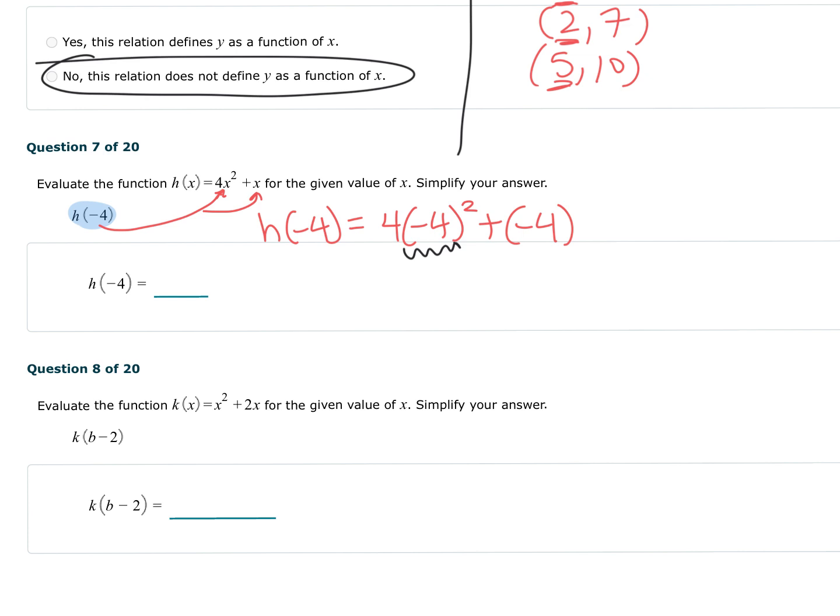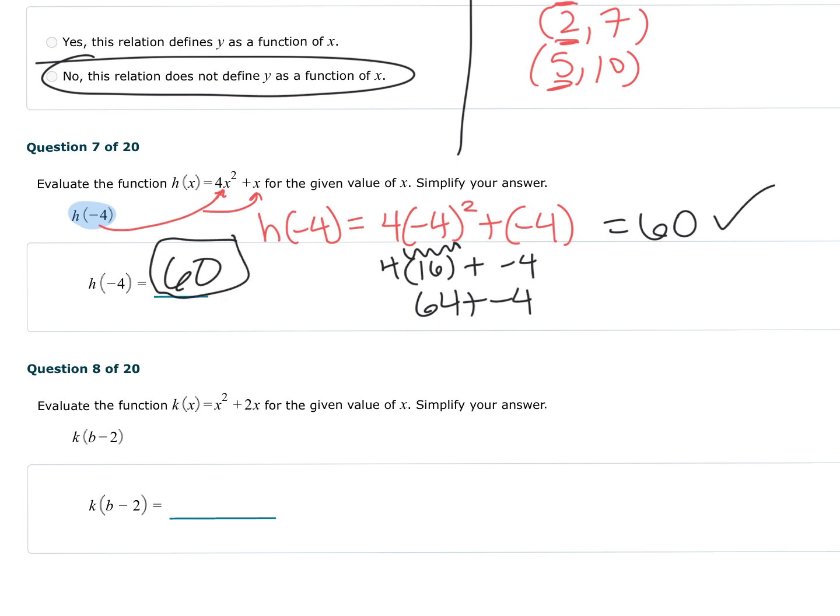When I do this in my calculator, I end up with 60. And when I do this by hand, I would do negative 4 squared first, which would be a positive 16 because a negative times negative is positive. And then I would do 4 times 16, which is 64, plus negative 4 is indeed 60. All right.